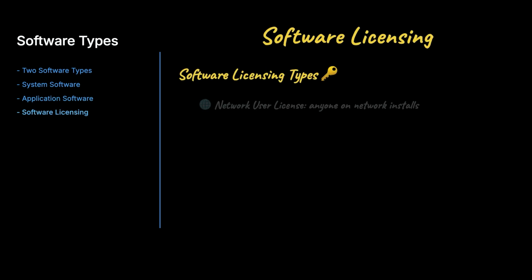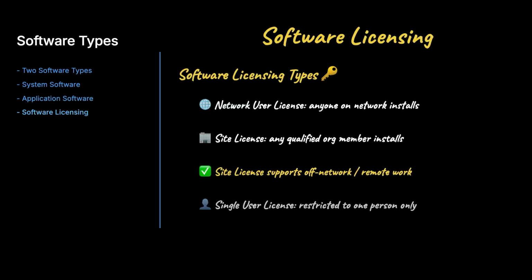While we are here, let us cover software licensing, which the exam loves. A network user license lets anyone on the network install and use the software. A site license lets any qualified person in the organization install it, even on a machine off the network, which supports remote work. A single user license restricts use to one person.